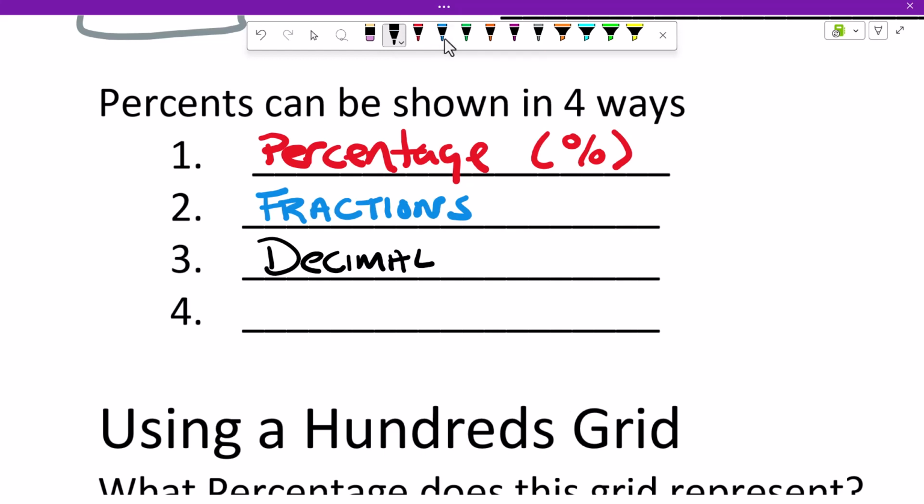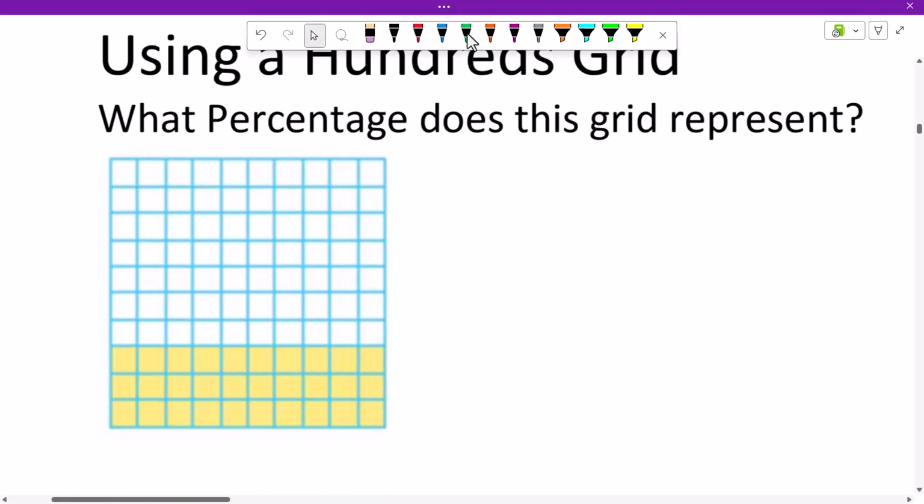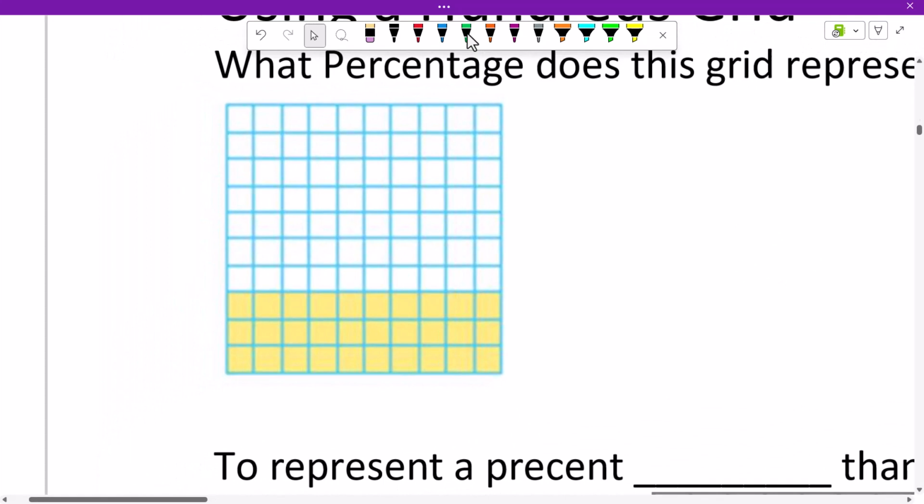Or what we're going to do today is use a hundreds grid. So this is more of a picture way of showing a percentage. And it's the easiest marks you're going to gain. And I like this lesson. This is soothing. You get to color in boxes. Yay. All right? So today we're going to look at using hundreds grids. It's called a hundreds grid because... I didn't finish writing the words. Oh, sorry. I had one left.